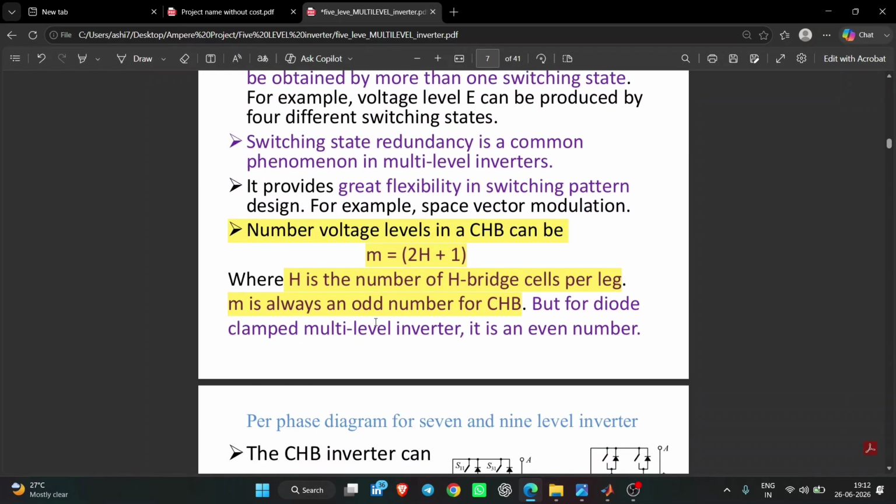From this formula you can utilize it as a two-way. If you want the number of pulses from H bridges, suppose you put here 3. If you are using 3 H bridges, how many pulses will you get? 7. If you want the number of pulses and if you want the number of H bridges, use this formula.